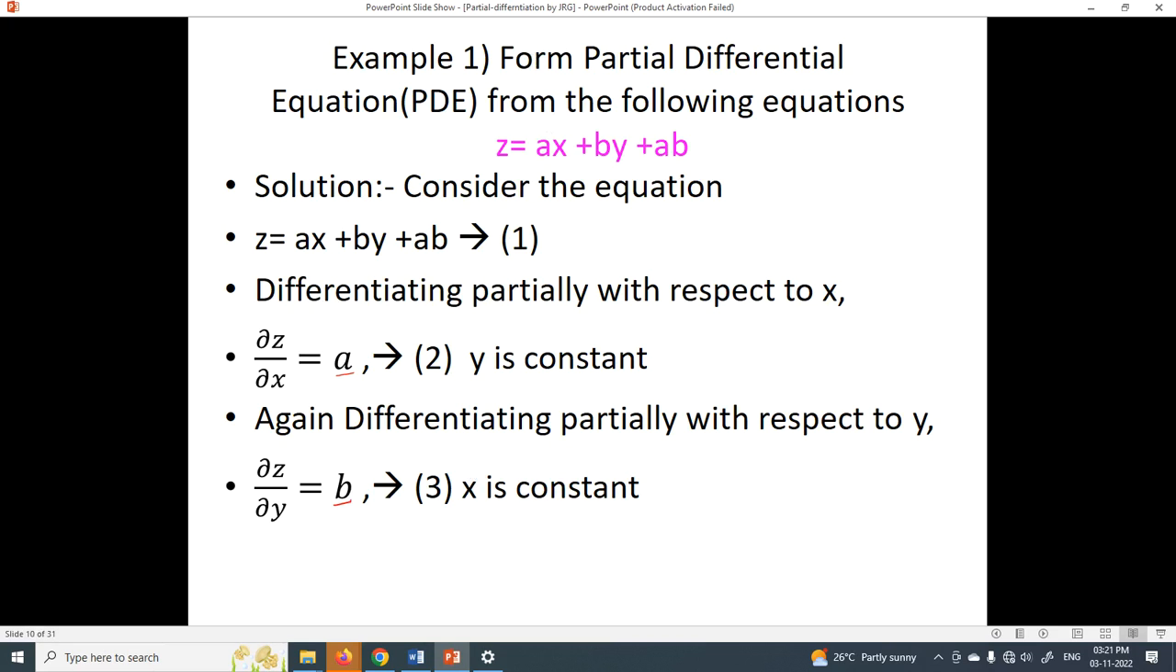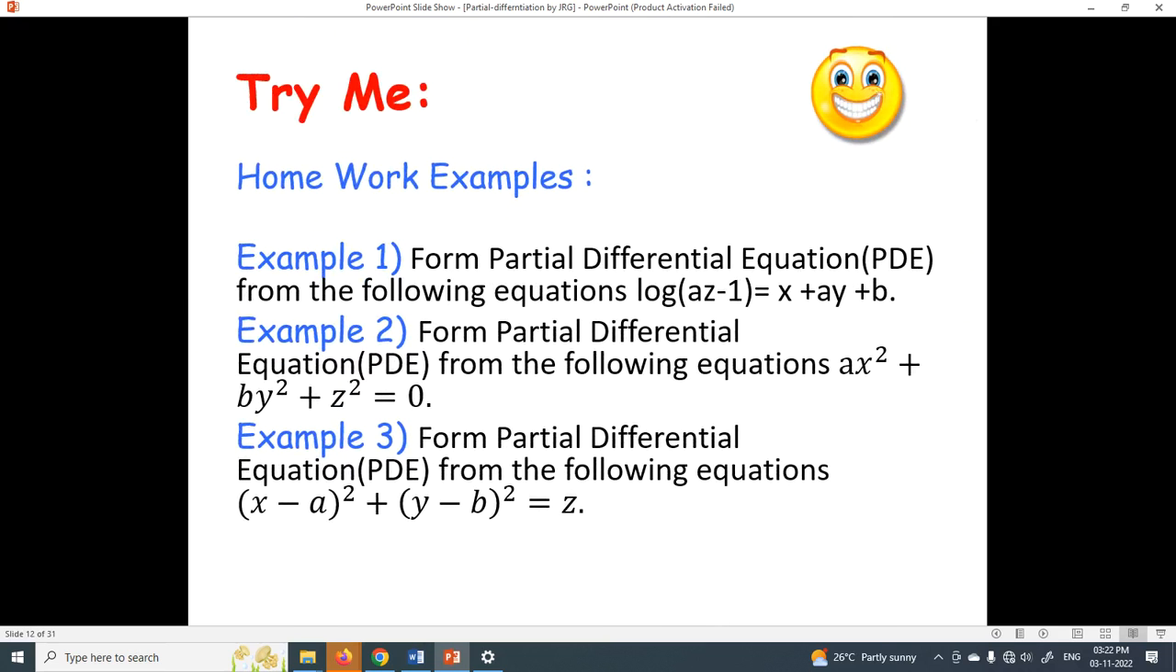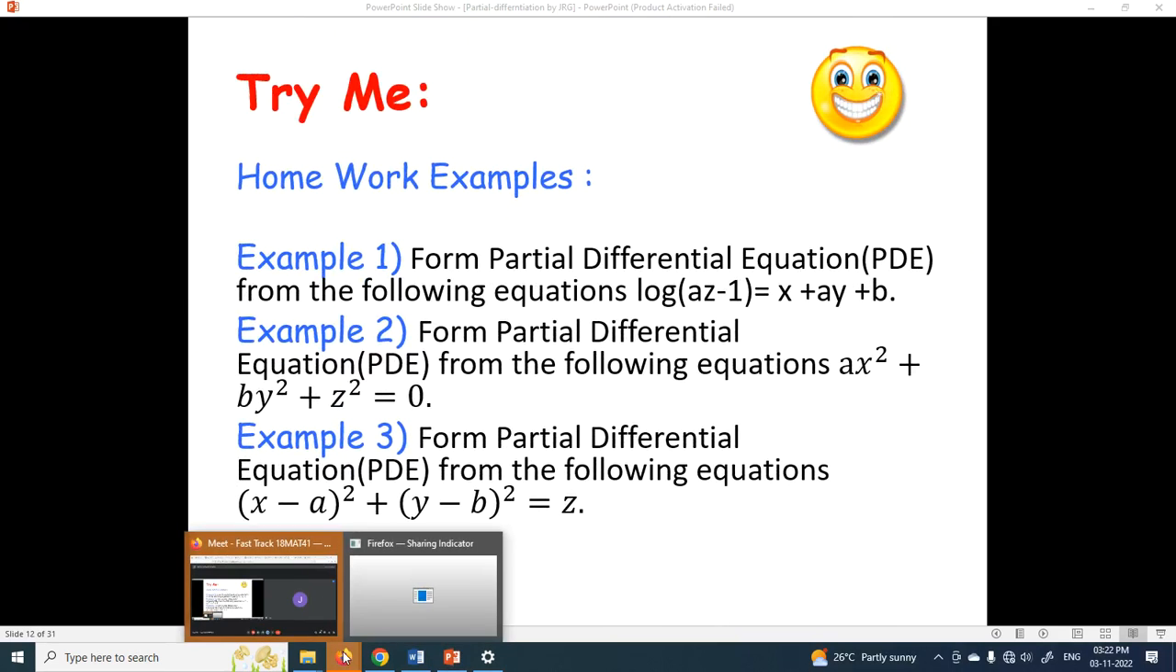So we have seen another example from PDE. This is a very simple equation: form the PDE from the following equation, z is equal to x plus by plus ab. Considering this as equation 1, differentiate partially with respect to x, we get dou z upon dou x is equal to a. Again when you differentiate this with respect to y, dou z upon dou y is equal to b. Here y is constant in the first and x is constant in the second. Put equations 2 and 3 in equation 1, we get z is equal to xp plus yq plus pq. This is a very simple example we have done, and you have to try some more examples in this, students. Okay.